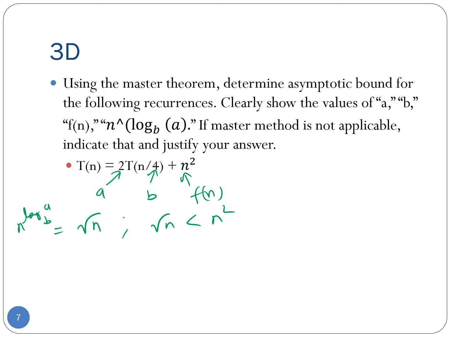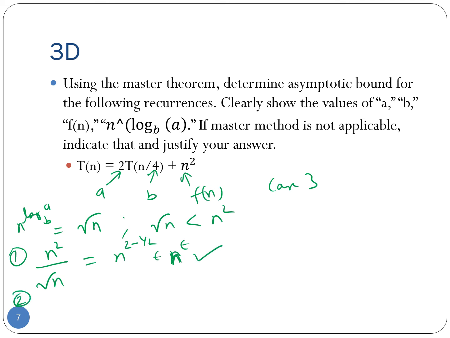So it seems like case 3 applies, case 3 of the master theorem, but we still need to check the two conditions. The first condition is that this function f of n should grow polynomially faster than n to the power log 2 base b of a. So let's check that. If you divide n square by root n, you basically get n to the power 2 minus half, and this is clearly of the form n to the power epsilon, which is polynomial growth. So the first condition is satisfied.